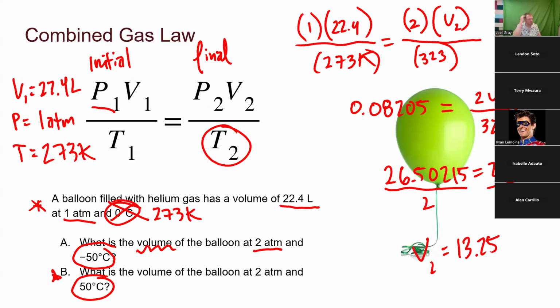And I get 13.25. Okay, so what happened to our volume? From its initial point of 22.4, our volume went down. Did it go down as much? No. Here, answer option A is like 9.5, I'll say. And then B is 13.25. So you could look at that and say, well, what has a bigger impact?